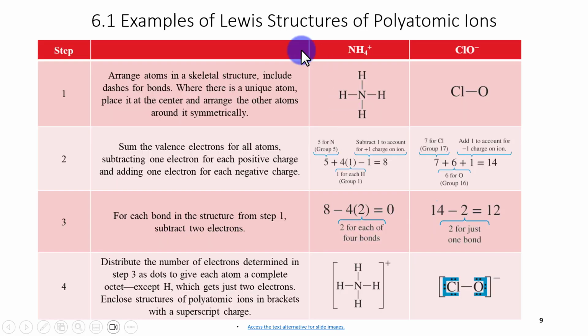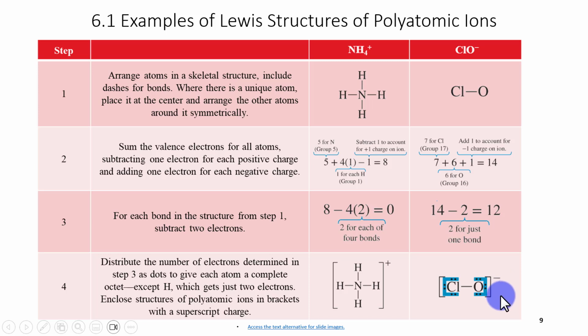Let's finish the ClO minus. We determined that I have 14 electrons to work with, minus 2 electrons that I'm using to bond the chlorine to the oxygen. So I have 12 electrons to distribute around both the chlorine and the oxygen. Let's distribute them as lone pairs. 2, 4, 6 here, 2, 4, 6. So 3 around the chlorine and 3 around the oxygen. That makes 12 electrons. That's 12 electrons, and I have used up all 14 valence electrons.